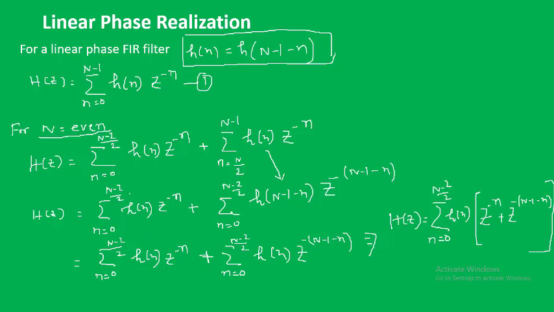That means these two summations we can combine. After combining these two summations, we obtain H of z equal to summation n equal to 0 to (N minus 2) by 2 of h of n times [z to the power minus n plus z to the power minus (N minus 1 minus n)]. That means here the filter coefficient is common pairwise. Pairwise filter coefficients will be common, or in other words we can say that it is very much symmetric.